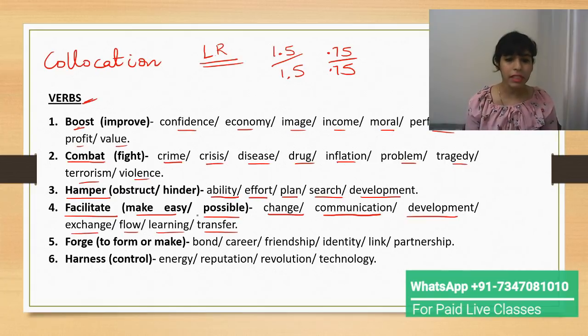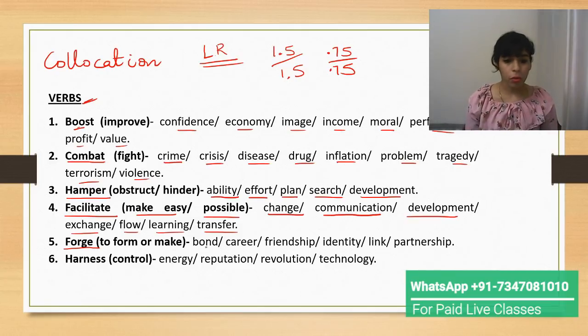With the verb facilitate, we use all these nouns. Now we have the next word, which is forge. You must be thinking forge is forgery related, but the meaning is to form or to make. So she forged a friendship, or she forged friendship on the basis of commitment.